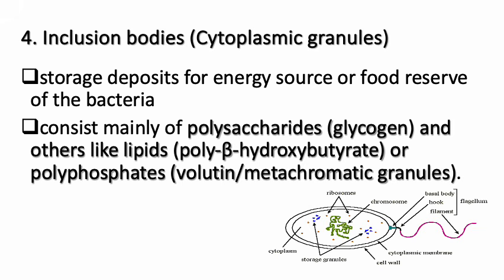Now, another cytoplasmic structure is your inclusion bodies or cytoplasmic granules. Typically, inclusion bodies are storage deposits for energy source or food reserve of your bacteria. It consists mainly of polysaccharides or glycogen and other lipids such as polybeta hydroxybutyrate, or it can be made out of polyphosphates or volutin or metachromatic granules. Another function of these inclusion bodies is to lessen the osmotic pressure inside your bacterial cell. Okay?